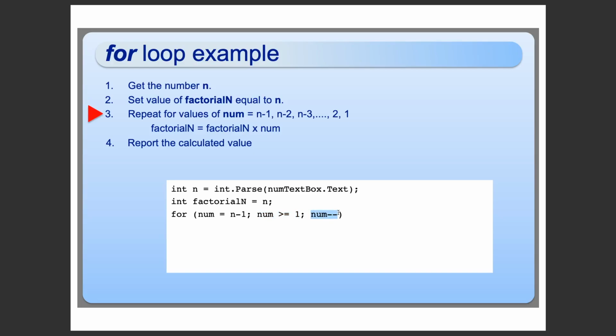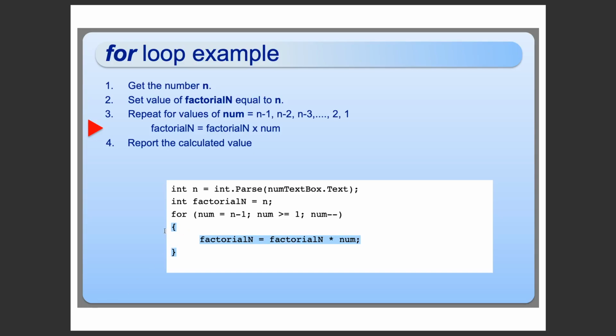And here's the update that occurs on every iteration of the loop. So we decrement num by 1 on each go. Okay, so that's the sort of the header part of the loop. Now let's look at the body. So the body is defined here. And inside the loop, we want to do factorial n equals factorial n times num. And if we have a look at that, the translation of the pseudocode into C# is here.